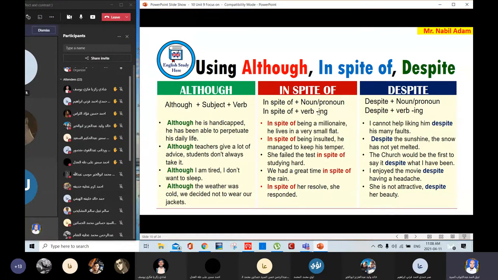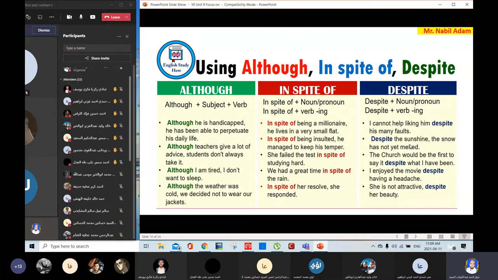In spite of and despite are followed by a noun or pronoun, verb plus ing, or an adjective phrase. For example, in spite of her resolve, she responded. We had a great time in spite of the rain. We had a great time, although it was raining. Despite has the same usage as in spite of. I cannot help liking him, despite his many faults, despite his mistakes. We can replace despite with in spite of his many faults or mistakes.